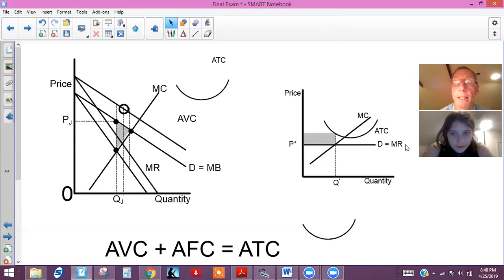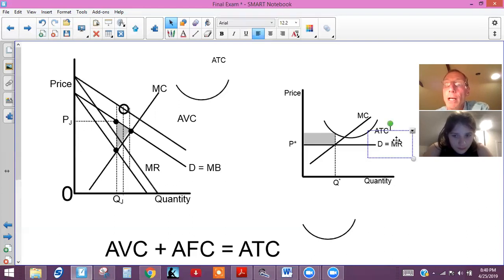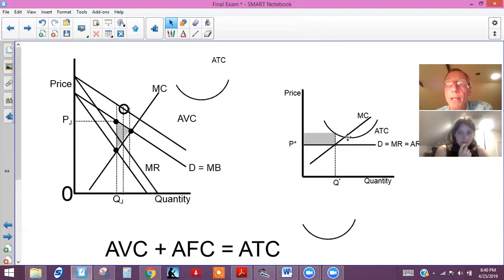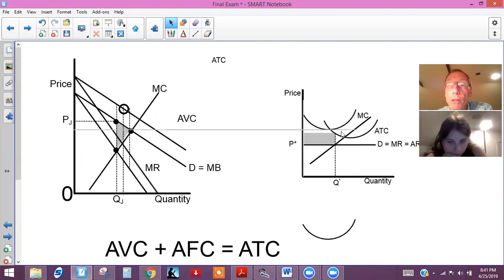Okay. That's it. And just know that in this situation, and this is something you should be studying, all you guys, in a perfectly competitive firm, the price comes from the market. So their demand curve is their price, is their marginal revenue, also is their average revenue. It's all equal, okay?